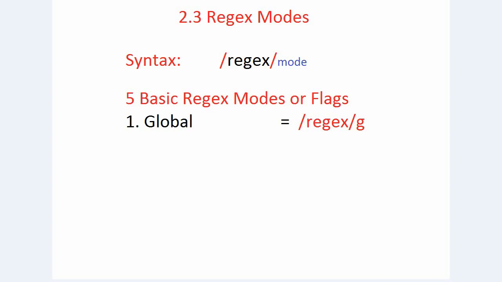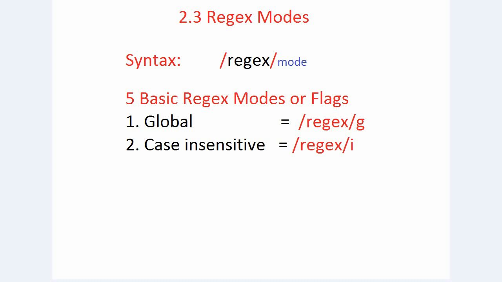The first one is global mode, used very widely. Its syntax is /regex/g, lowercase letter g, and g stands for global. Now what does it mean? A global mode or a global flag means it will search for all the instances on all the lines. In simple words, it will match all occurrences, or it will search for a pattern throughout the string.